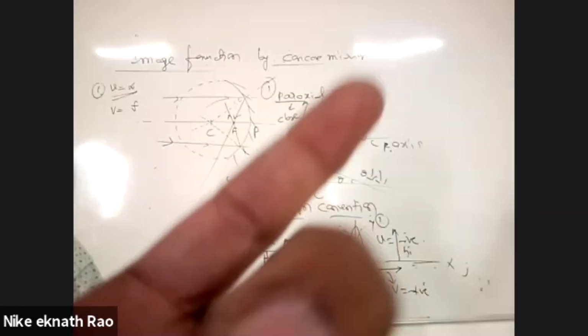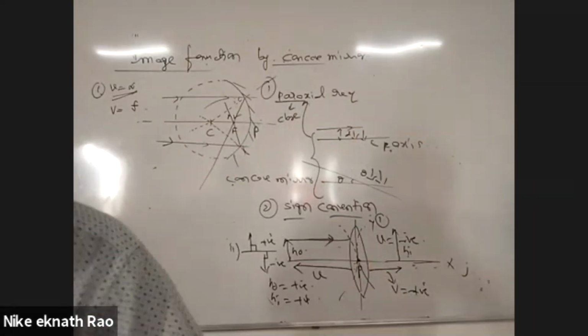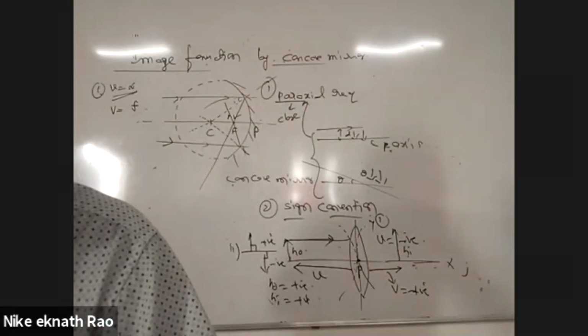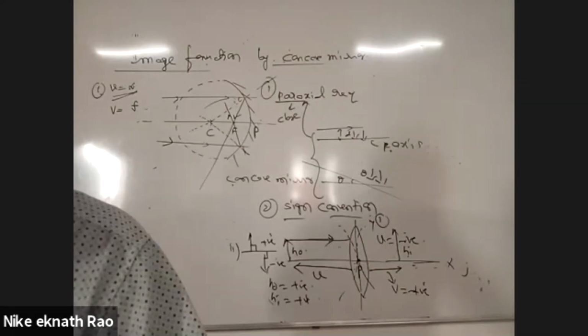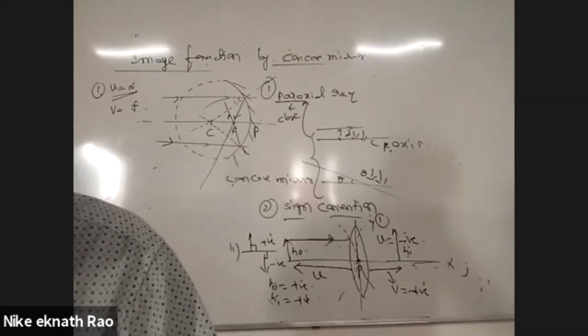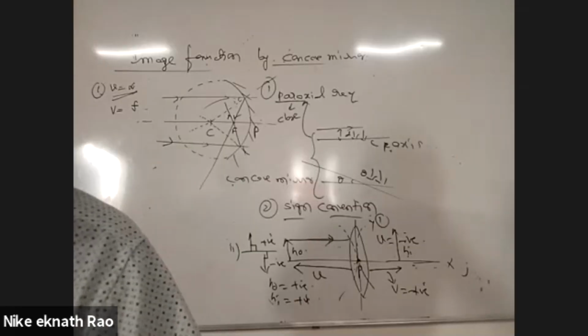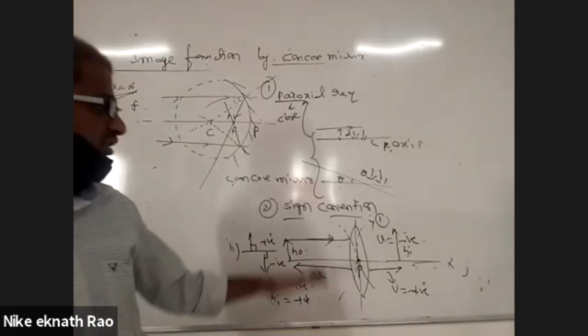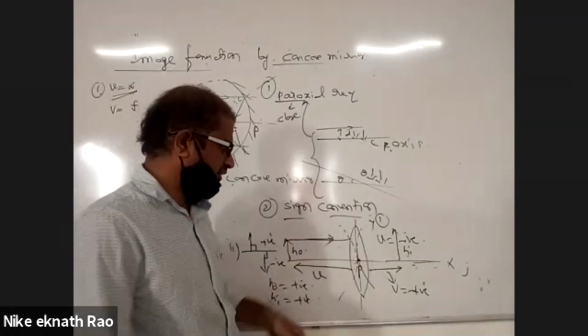So we are always measuring from the pole in the case of a mirror, and the optic center in the case of a lens. In the direction of the light ray is positive from the pole; opposite to the direction of the light ray is negative. Above the principal axis, perpendicular, is positive; below the principal axis, perpendicular, is negative. This is the sign convention. If you want, you can draw this diagram.